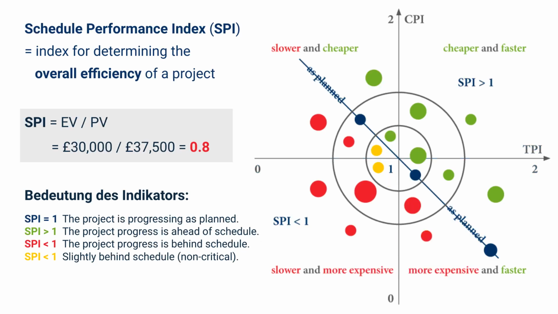The Schedule Performance Index, SPI, measures overall efficiency, but typically focuses on time. It is calculated as earned value divided by planned value, illustrating the project's progress compared to the original plan. A value above 1 indicates that the project is progressing faster than planned, possibly due to efficient resource utilization. In contrast, an SPI below 1 signals that the project is behind schedule. In such cases, additional measures, such as adding resources, are needed to bring the project back on track. In our example, the Schedule Performance Index is 0.8.